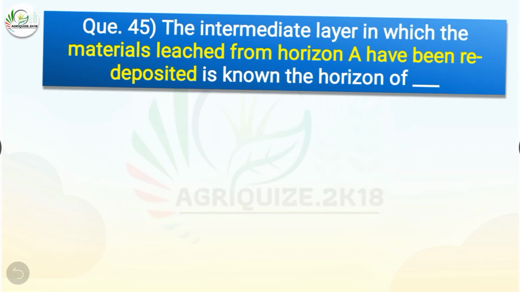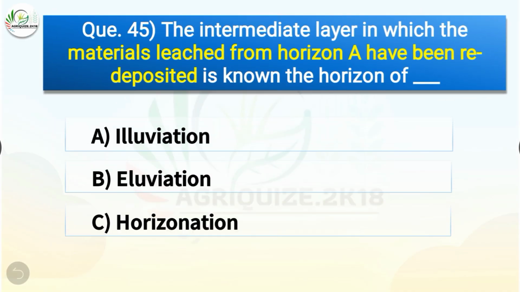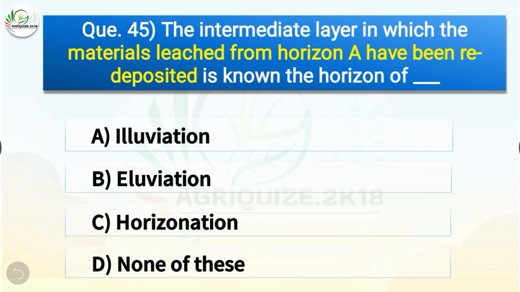Question number 45. The intermediate layer in which the materials leached from horizon A have been redeposited is known as the horizon of dash. The options are illuviation, alluviation, horizonation or none of these. The correct answer is option A, illuviation. So the intermediate layer in which the materials leached from horizon A have been redeposited is known as the horizon of illuviation.